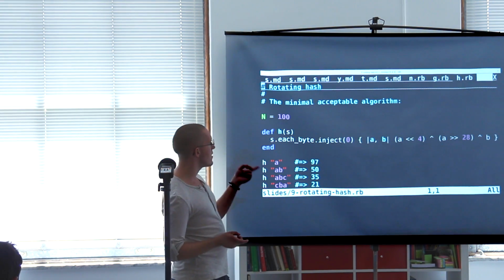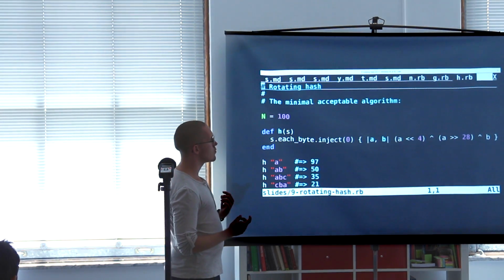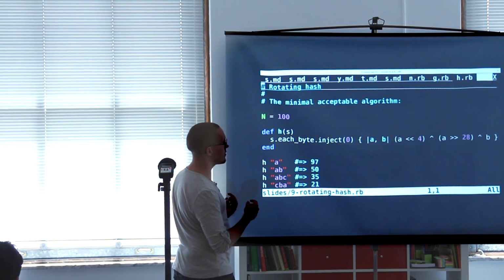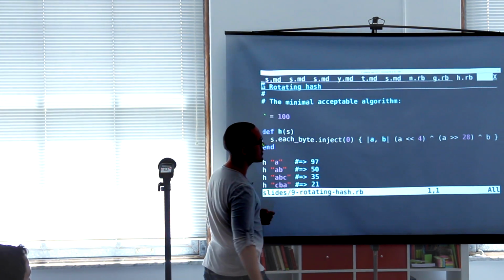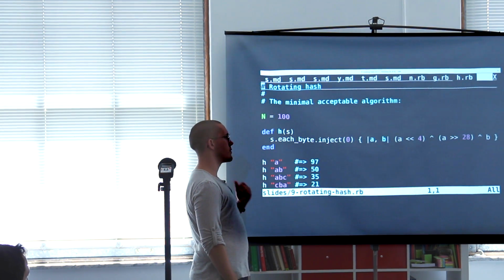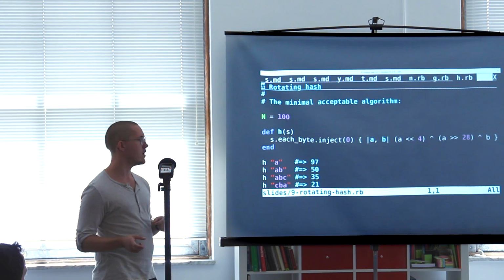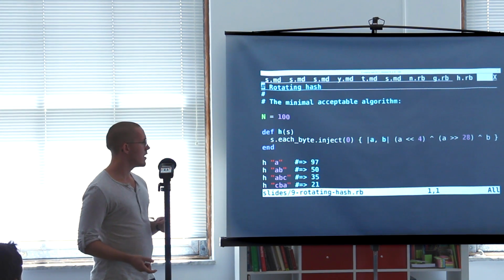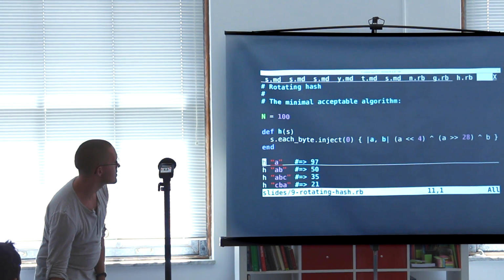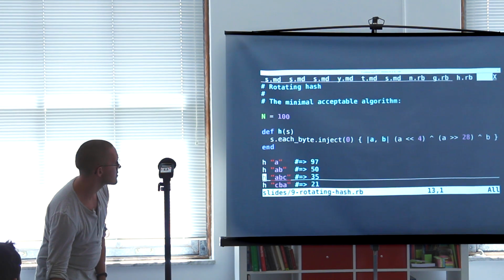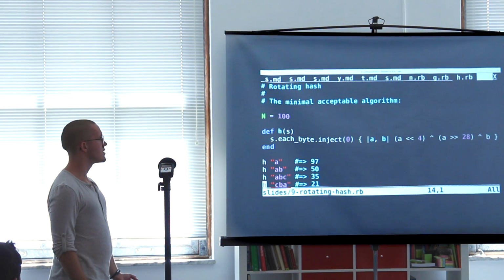So we loop over every character in this string and convert it to an integer, and then we build up a value. Every time we iterate, we shift the value by 4 to the left, and then we shift it by 28 to the right. We XOR that together with the number we're currently on, and then we iterate to the next round. So this actually produces pretty good results. A is 97, AB is 50, ABC is 35, and CBA is 21. So this actually supports permutations, which is good.